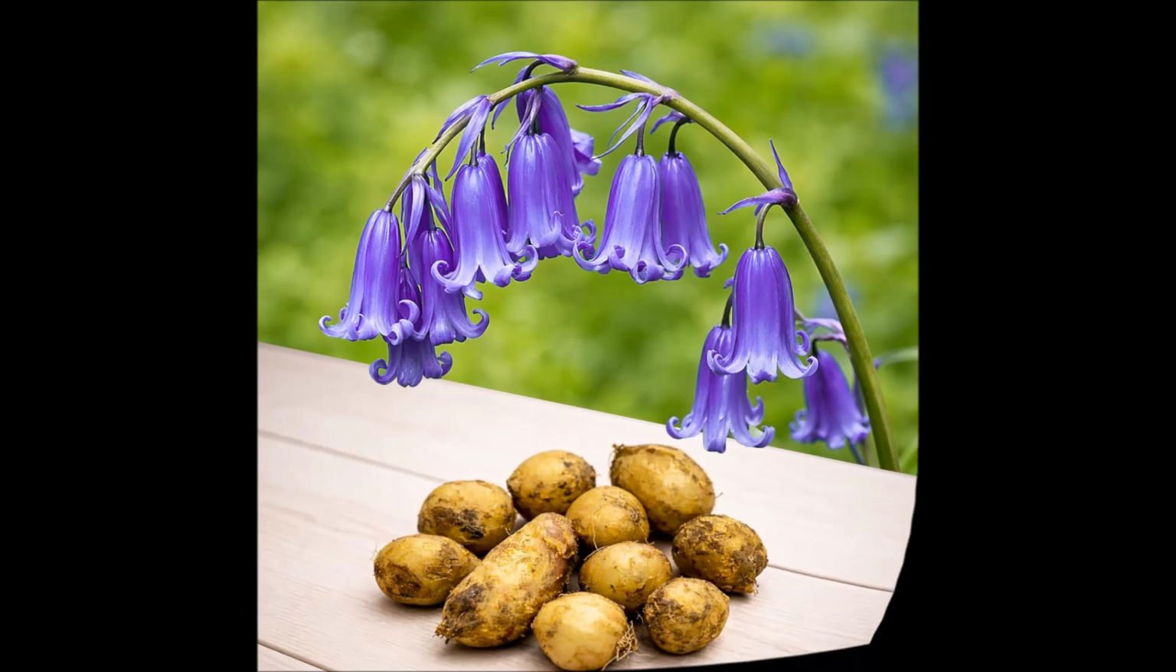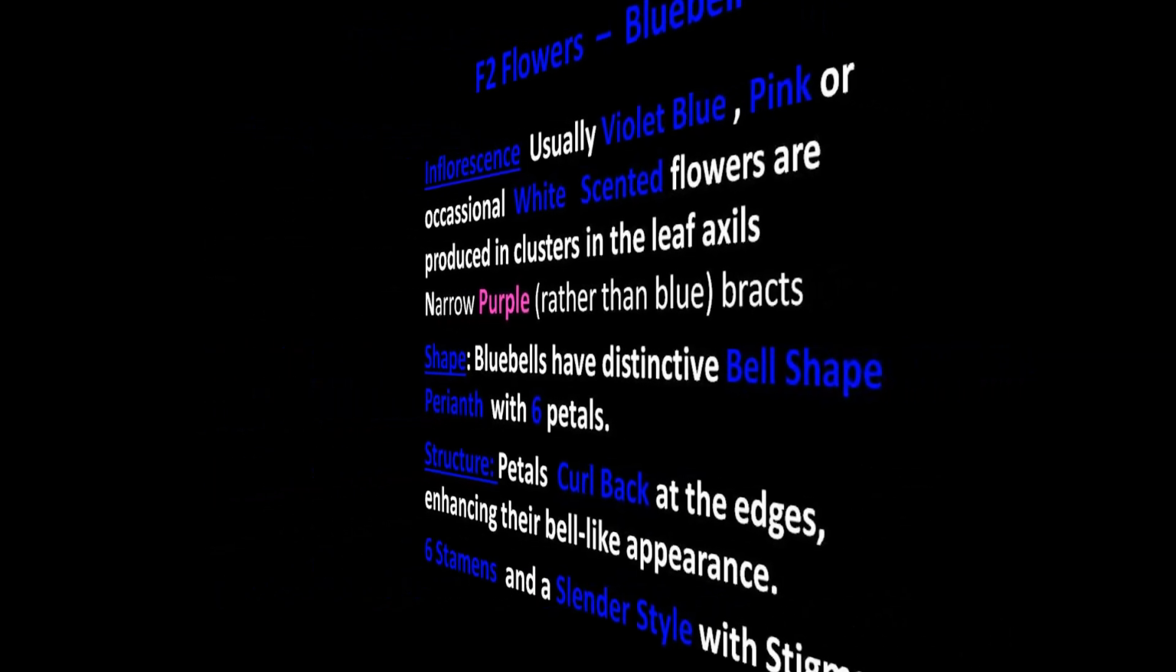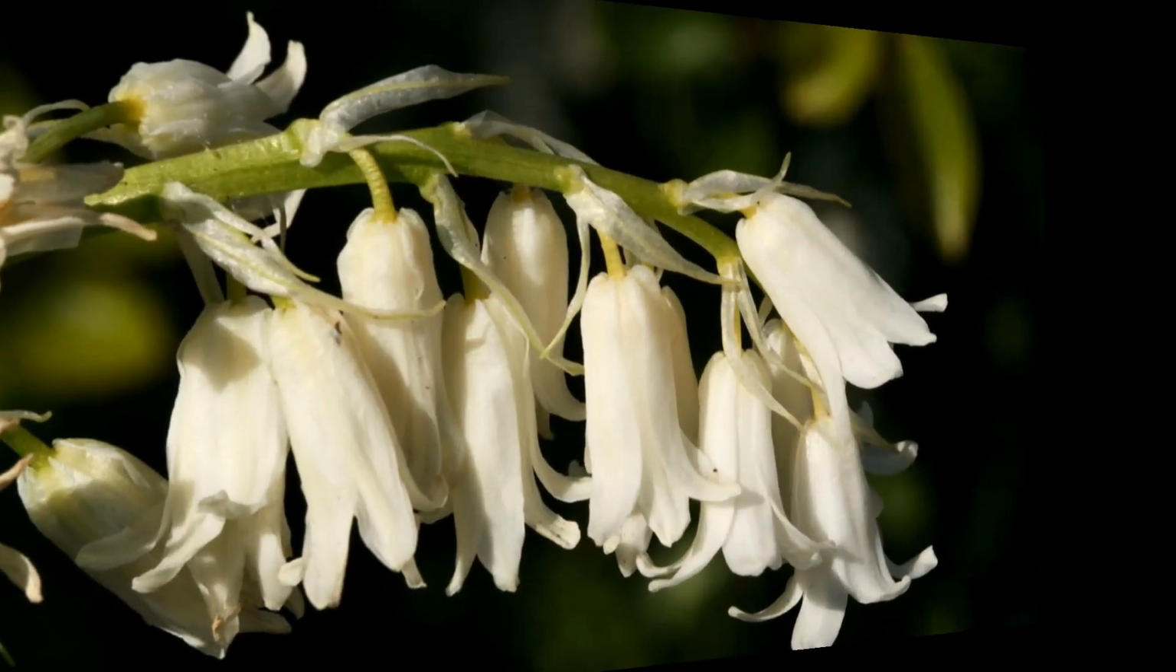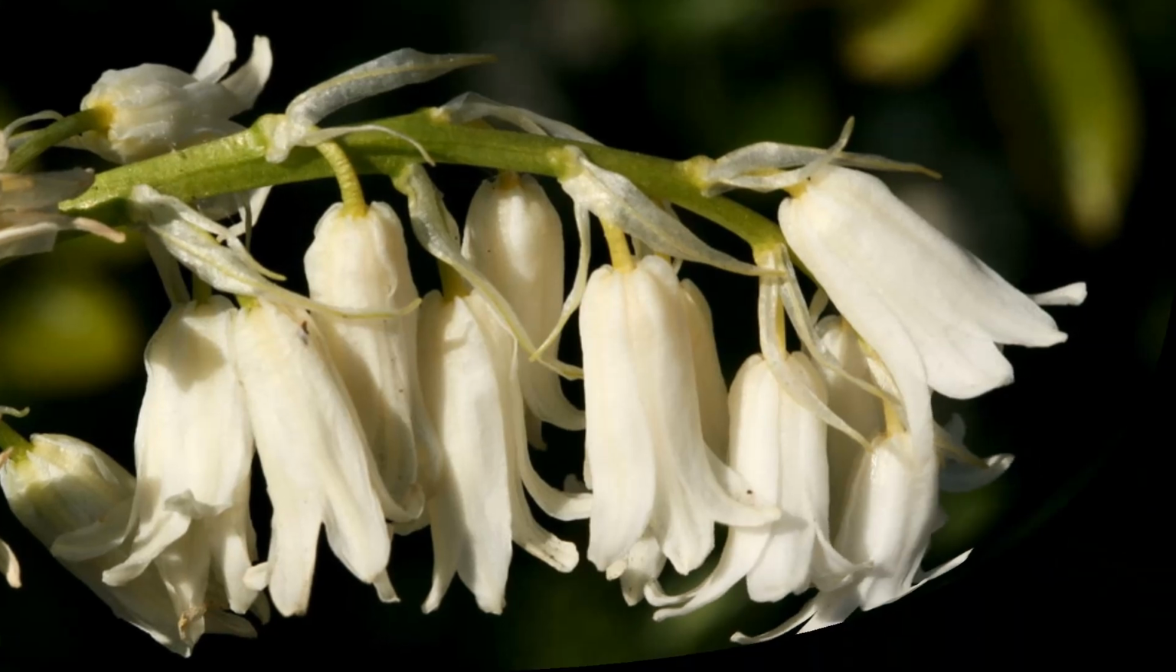acid soil. The inflorescence of bluebells are usually violet blue, pink or occasionally white, and the flowers are scented and produced in clusters along the flower stalk, known as racemes, which droop. The bluebells have a distinctive bell shape and a perianth with 6 petals. The petals curl back at the edges, enhancing their bell-like appearance, and are generally narrow. They contain 6 stamens and a slender style with a stigma.